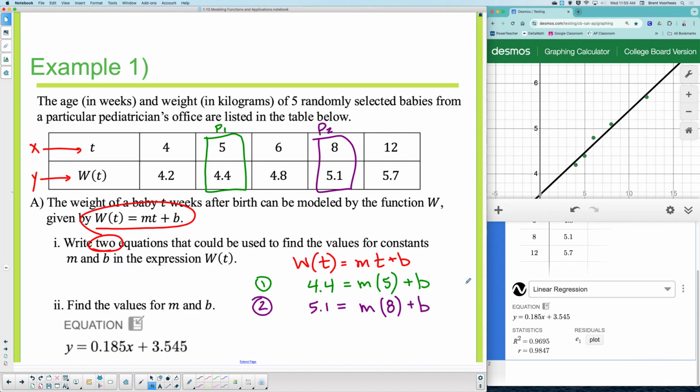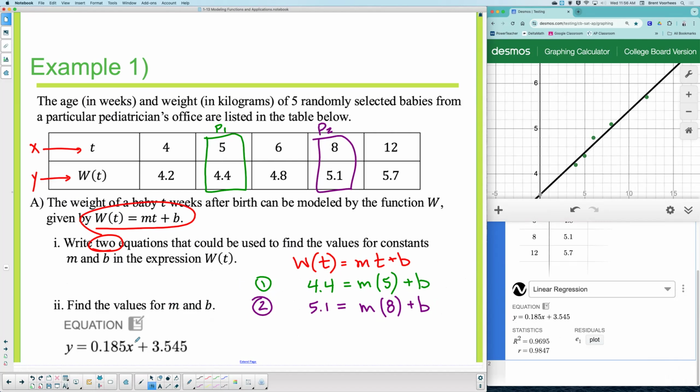Now, if you wanted to use algebra, you could go through this process to solve. But those would be my two equations. That's AI. That would get you a point right there. That's how you would get that point. Now, secondly, it says find the values for M and B. I do not ever use algebra myself. I use the calculator. It's too easy, and it doesn't make mistakes.